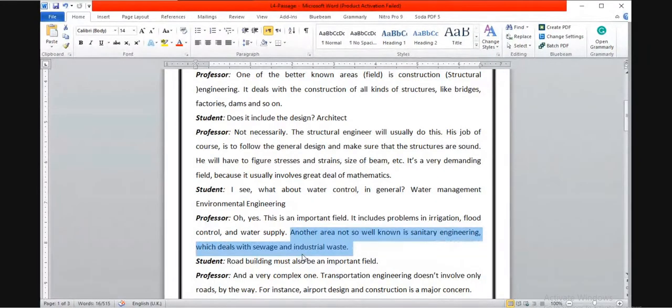It deals with water. It deals with irrigation. By the way, I think this year you are studying irrigation, irrigation engineering. And I think the first course, what did you study in the first course? Irrigation. What about this course? Hydrology. Irrigation and hydrology are both connected, by the way. It's the same, which is environmental engineering.